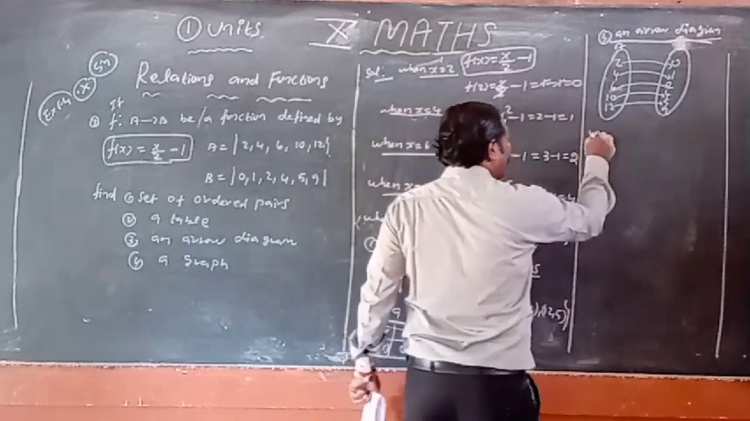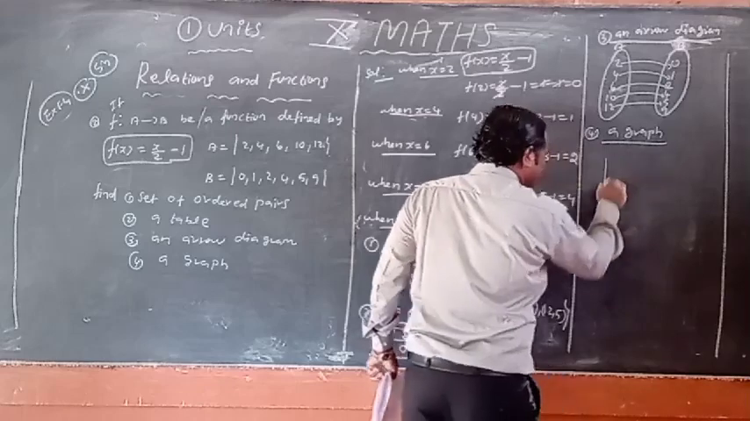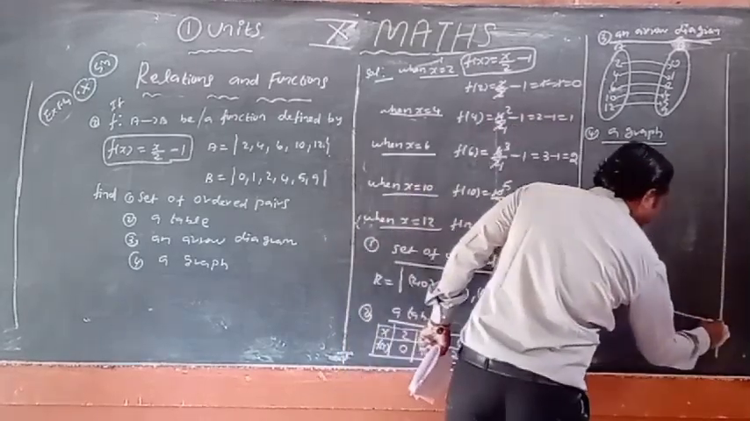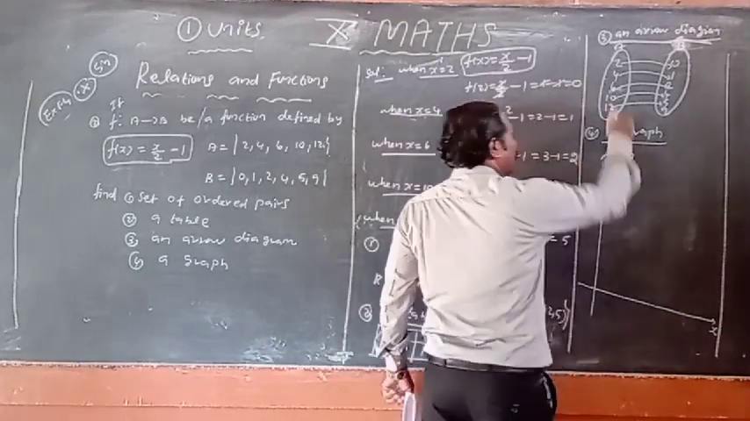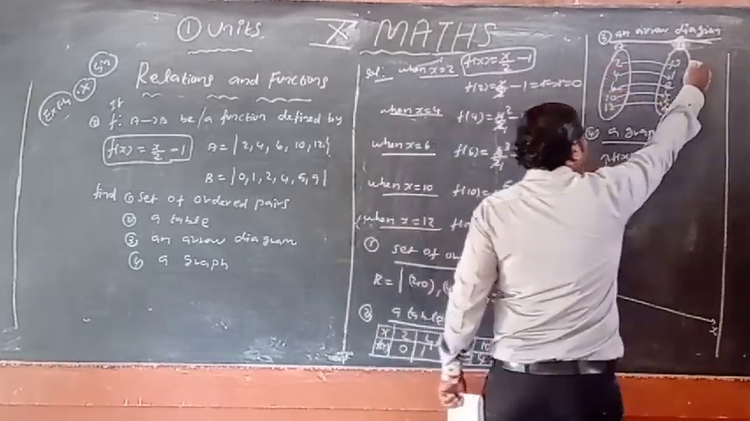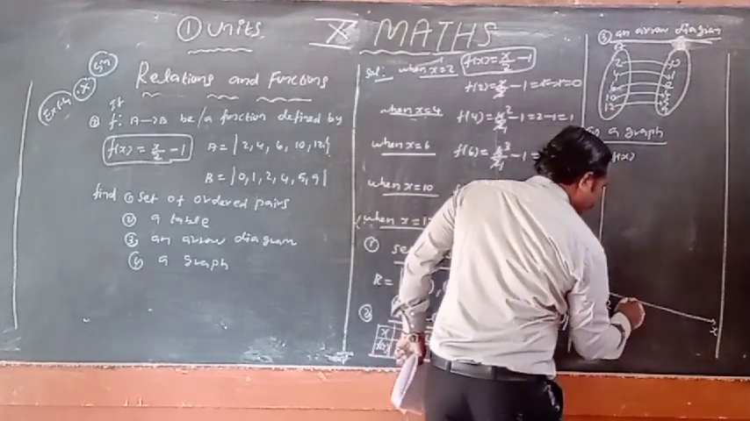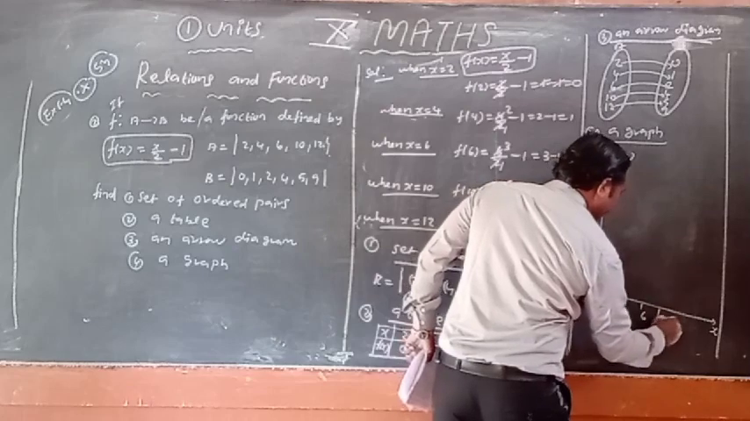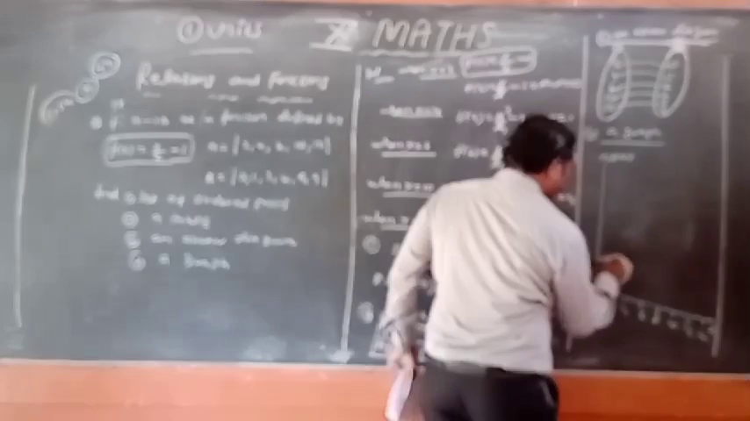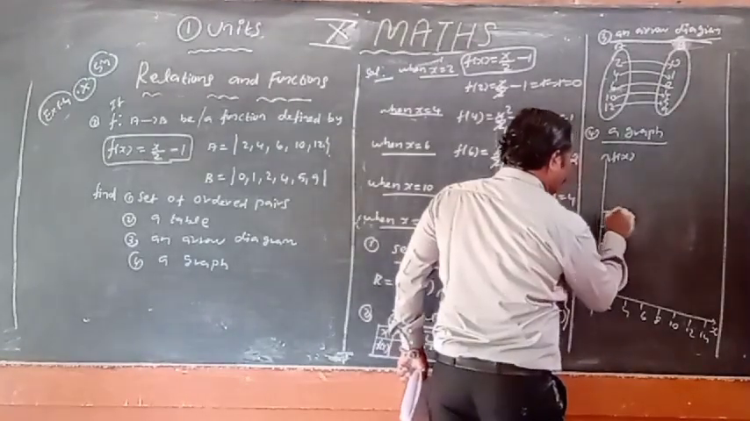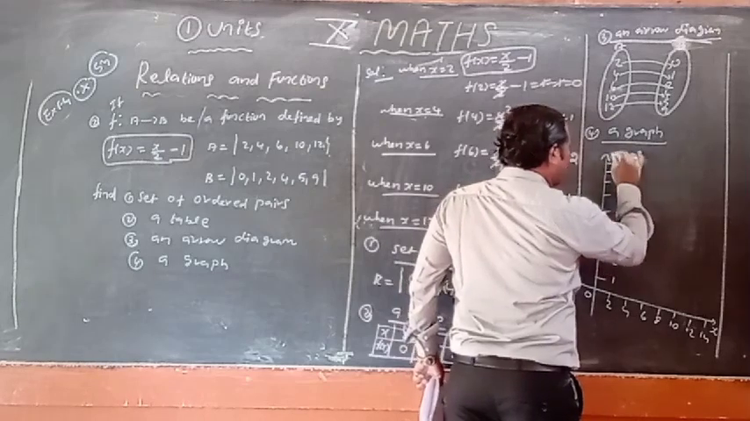Now let us do the last one, the fourth one. Graph. One is the x-axis, another one is f of x. X equal to 2, 4 like that. F of x equal to 1, 2, 3 up to 9. So 2, 4, 6, 8, 10, 12, 14 on x, and 1, 2, 3, 4, 5, 6, 7, 8, up to 9 on f of x.